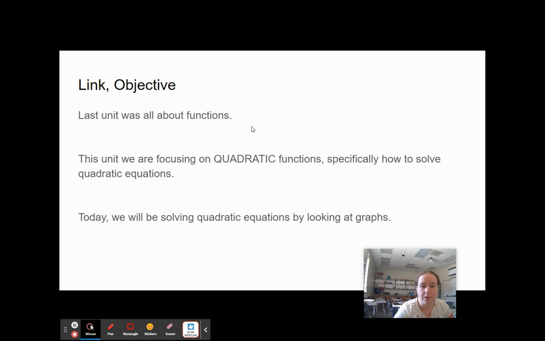So, last unit was all about functions. We evaluated functions, we graphed functions. This unit, we are focusing on the quadratic function, the u shape that has the x squared in it, specifically how we're going to solve those quadratic equations. There are going to be lots of methods that we use to solve quadratic equations. Today it's going to be by looking at graphs.